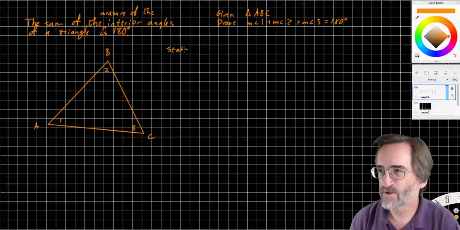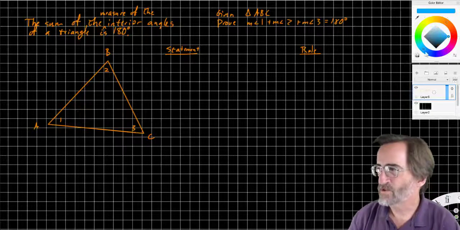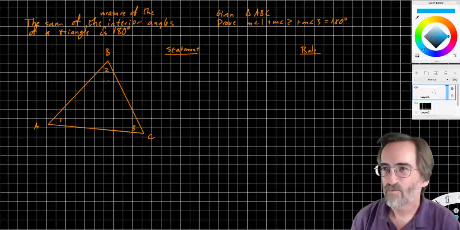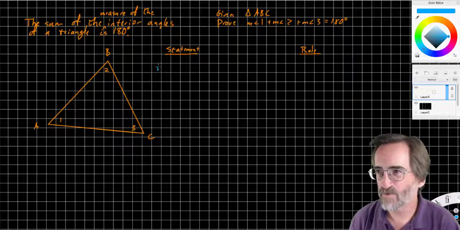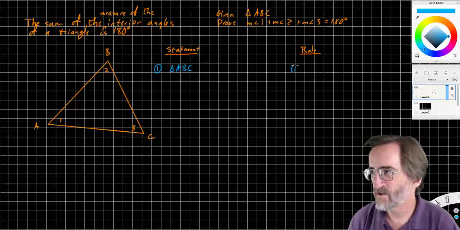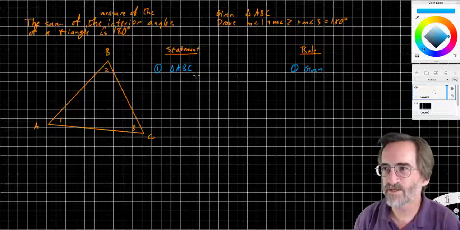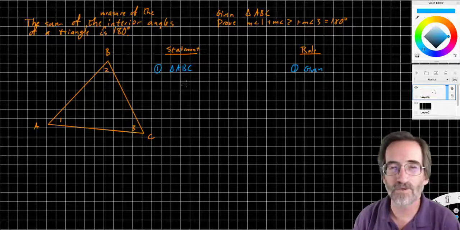We have statements on the left. We have rules on the right. Okay, let's do it. Where do we start? We start with the given, right? Always start with the given. If you're not sure where to start, start with the given. Triangle ABC. How do we know we have triangle ABC? It's given. Now, sometimes in the textbook or in the quizzes and tests, they'll leave this stuff off. I like to include it. Always start with the given.